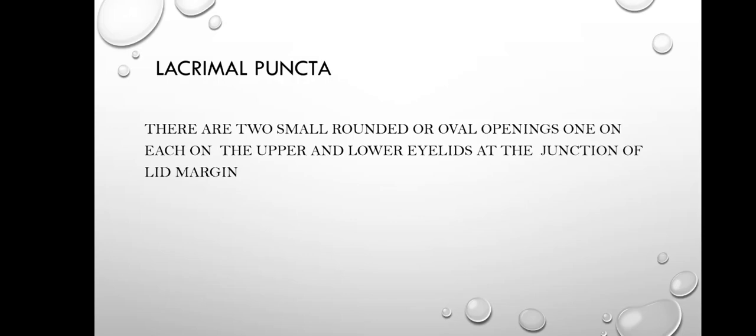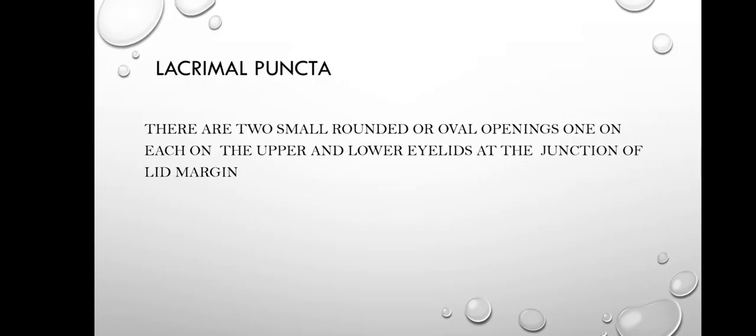The lacrimal passages start from the lacrimal puncta, then lacrimal canaliculi, lacrimal sac, and ending in the nasolacrimal duct. The lacrimal puncta are small rounded or oval openings, one on each upper and lower lid, at the junction of the ciliary and lacrimal portions of the lid margin. Each punctum is situated upon a slight elevation called the lacrimal papilla, which becomes prominent in old age. The upper and lower puncta lie about 6 mm and 6.5 mm lateral to the inner canthus respectively.